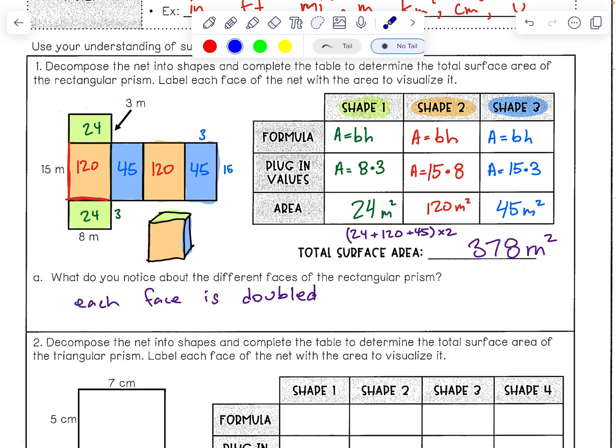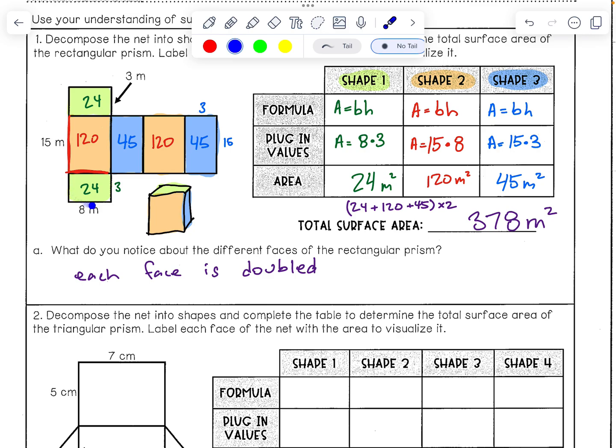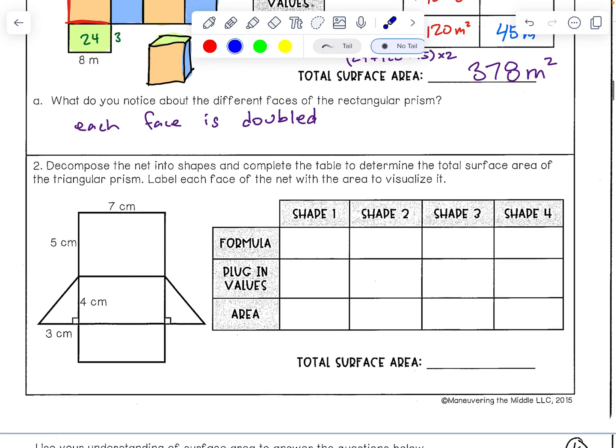Something you may know also is that if the measurements are 15, 8, and 3, then you're going to have 8 times 3, 8 times 15, and then 15 times 3. So you want to basically multiply pairs of these numbers. Each of these numbers will show up twice. So 8 and 8, 3 and 3, 15 and 15. Anyways, let's go ahead and try number 2.